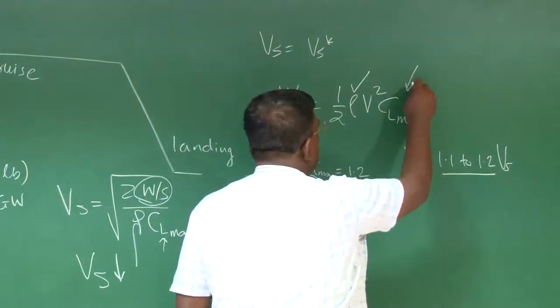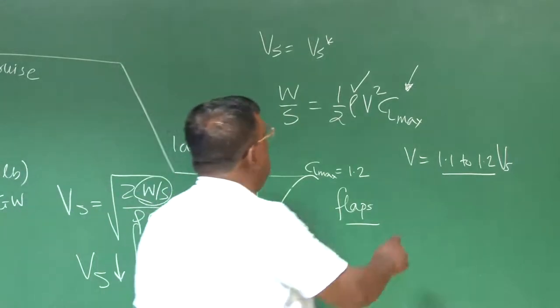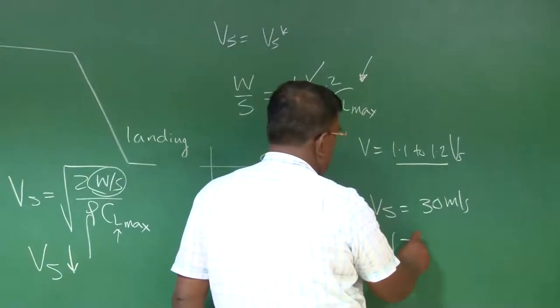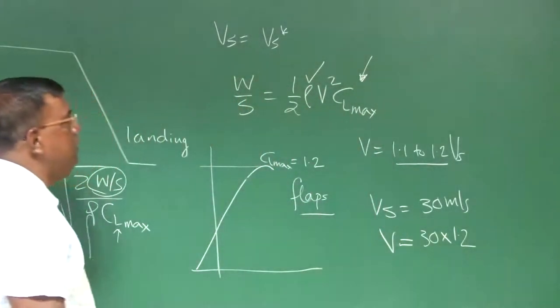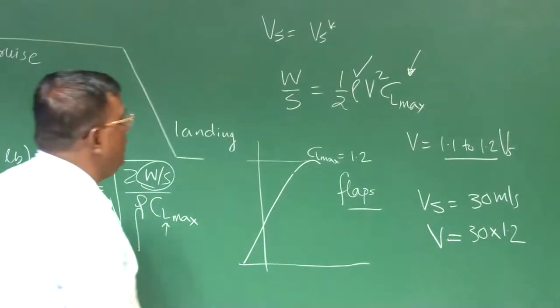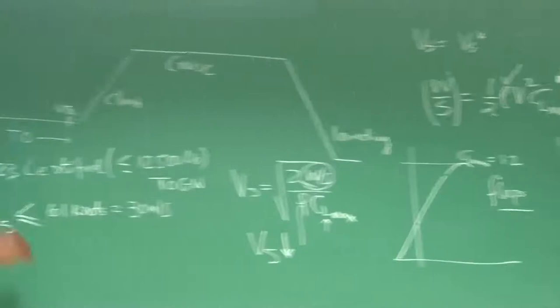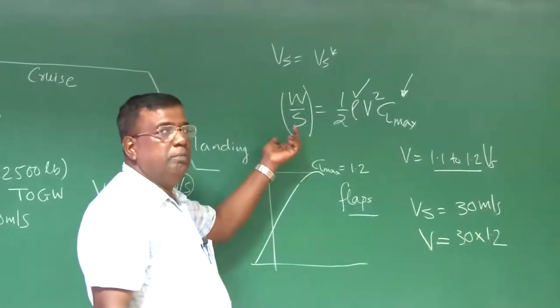And what CL max you are going to fly will decide what sort of wing loading you require. For example, your V stall limitation is there. If say V stall cannot be more than 30 meters per second, then roughly V takeoff will be 30 into, let's say, 1.2. So you put that here, density of air here, and the CL max value. If it is just a plain wing, maybe around 1.1 to 1.2. If you are using different types of flaps, that will increase the value of CL max. So you know what is the W by S required for maintaining the takeoff conditions. This is one way you are getting an idea of wing loading required for a particular prescribed takeoff.